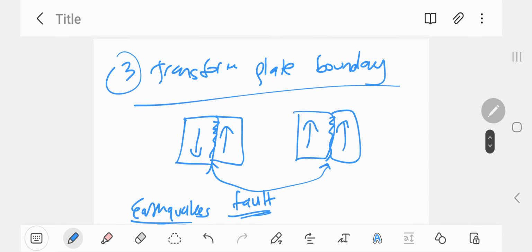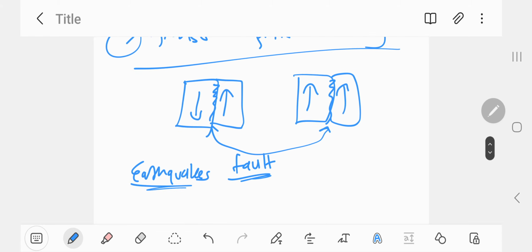And transform boundaries, I should also note, are also called conservative boundaries, because the lithosphere, the crust, is neither created nor destroyed. It remains as it is. The San Andreas fault near San Francisco in America is the most famous transform fault.